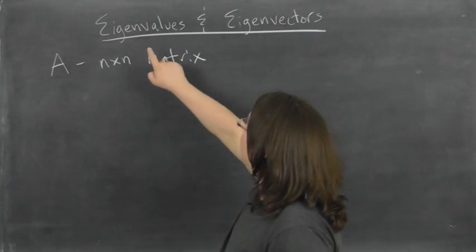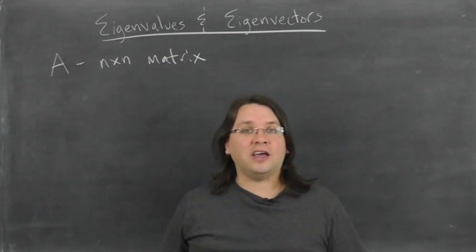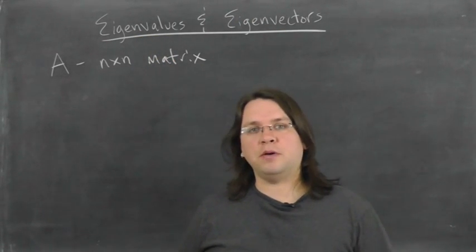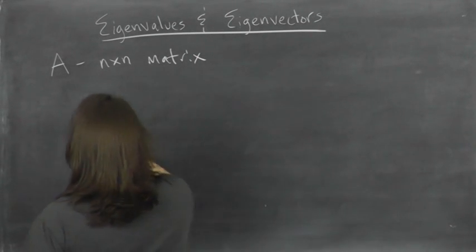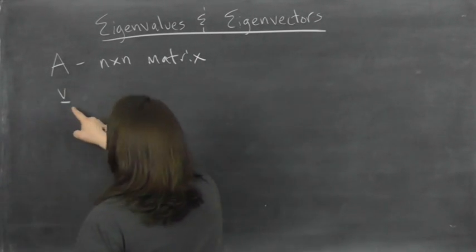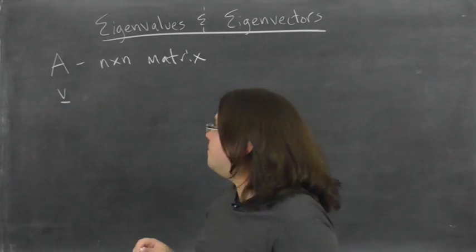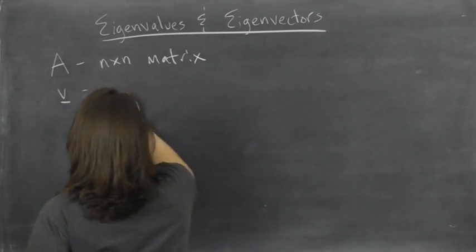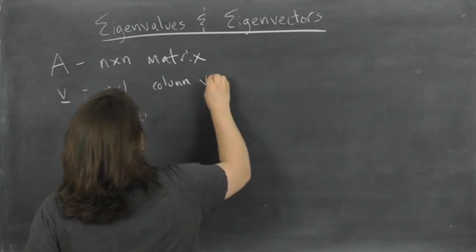And every eigenvalue comes with some eigenvectors. And eigenvectors are, as the name implies, vectors. So what kind of vectors am I talking about? I'm talking about column vectors. So here V, and I'll underline it just so that we can remember that it's a vector. This is an n by 1 column vector.